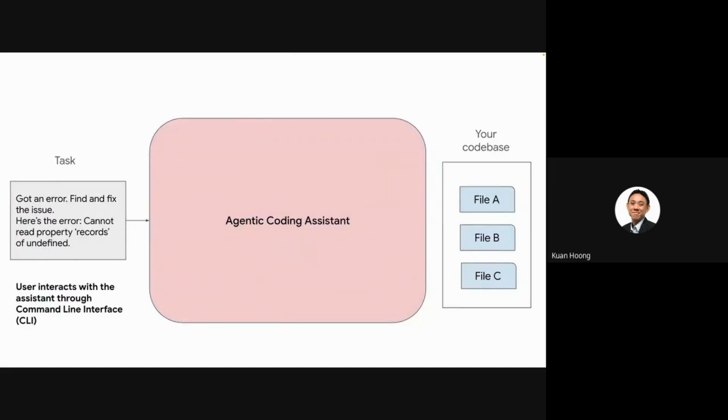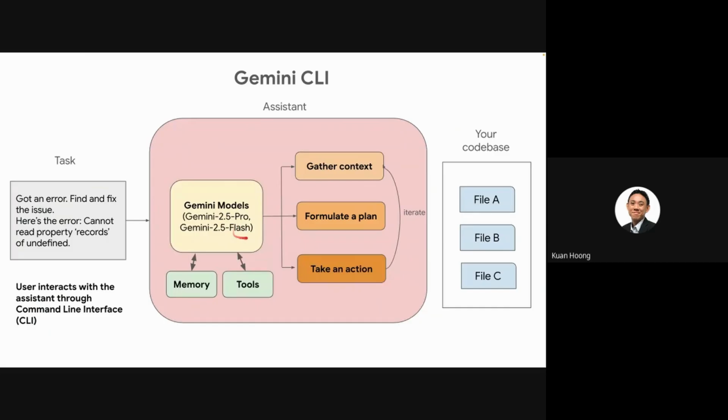So in a nutshell, what does agentic AI coding look like? Basically, as a user, you have a prompt. For example, you ask, I got this error in my code, can you find and fix the error for me, or find the issue for me? You send this prompt to the agentic coding assistant. In terms of Gemini CLI, you have the model that assists you in your programming. In Gemini CLI, you have two models that you can access. The top model is Gemini 2.5 Pro. The other one is Gemini 2.5 Flash.